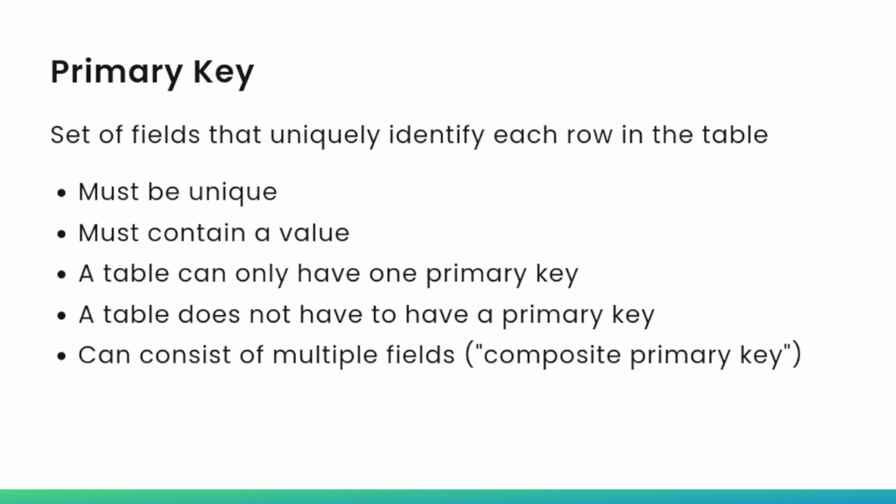So a primary key must be unique. A primary key must contain a value, meaning a primary key cannot be null. It's required by default. A table can only have one primary key, meaning you cannot have multiple primary keys in a table, but you don't have to have a primary key on a table. Okay, so you can either have one primary key or no primary key. Okay, and a primary key can consist of multiple fields, in which case it's called a composite primary key.